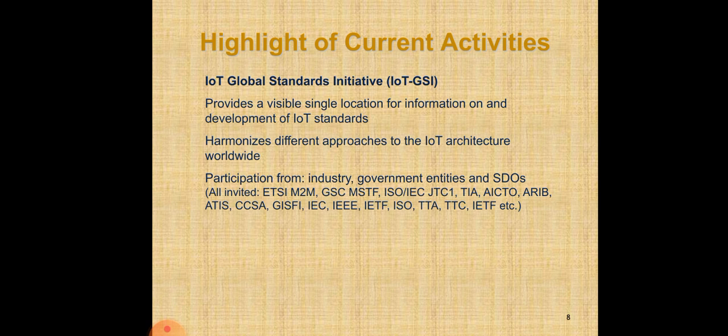The highlights of current activities: they provide a visible single location for information on and development of IoT standards, and harmonize the different approaches to the IoT architecture worldwide. This is basically the M2M service layer, which is used for secure end-to-end data exchange between the IoT device and the customer application. It also provides authentication, authorization and encryption for security, remote provisioning and activation. This is revision. It also covers connectivity setup, buffering, scheduling, synchronization, aggregation, group communication, device management, etc. This is revision.